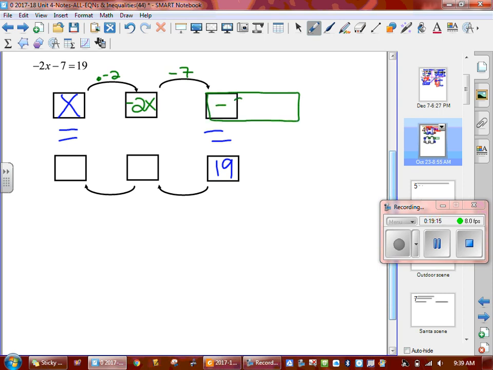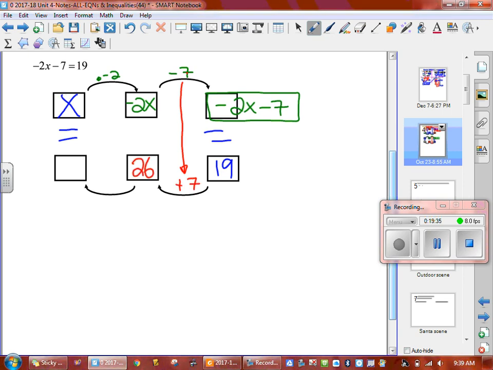Now we're going to go down and do the opposites. So we're going to go down here, and what's the opposite of subtracting 7? Positive. We're going to add 7. So that's going to give us a 26. Okay, so we have to do the opposite of what was on top. So opposite of subtracting is adding 7.